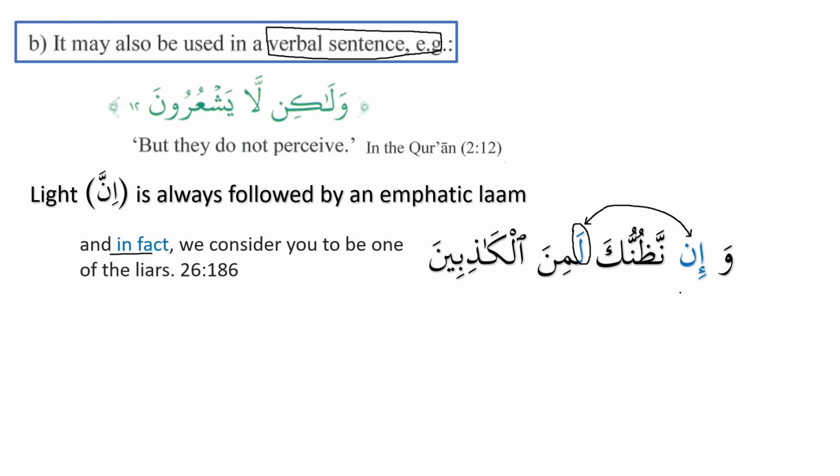But when it is used as light, then what happens? It is followed by an emphatic lam, as you can see over it here. That lam of emphasis will not reflect in the translation. It depends on the translator, because there are different translations. Sometimes they like to translate both, and sometimes they only emphasize one.